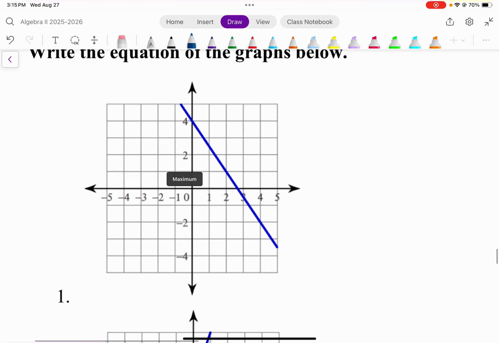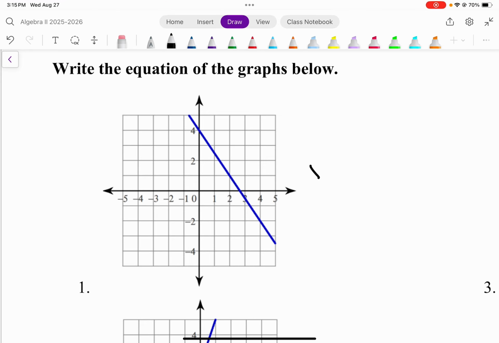All right, looking at example 1, all of our equations are going to start with y equals. Then I need to find my slope. So I'm going to find 2 points going through the corner on our coordinate grid, and then I can calculate the slope. This one is going down left to right, so that means it's going to be a negative slope.